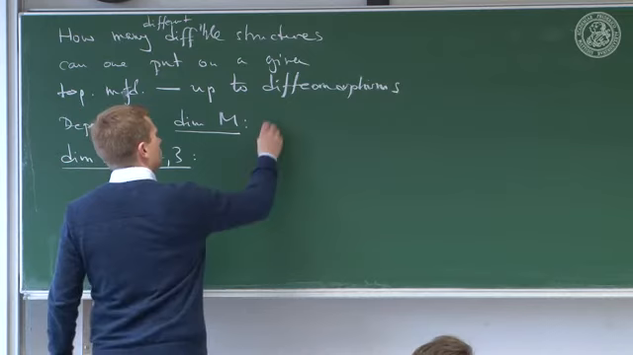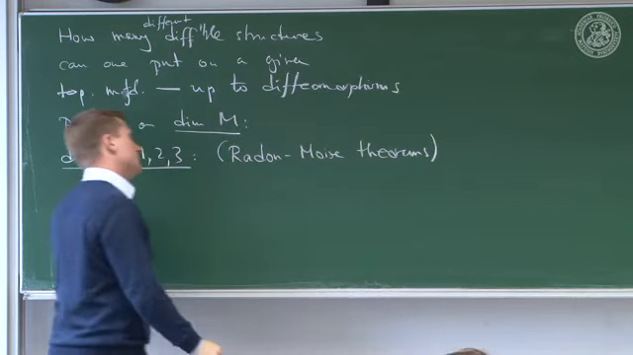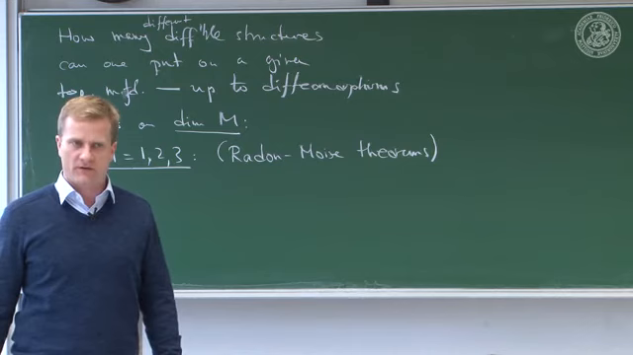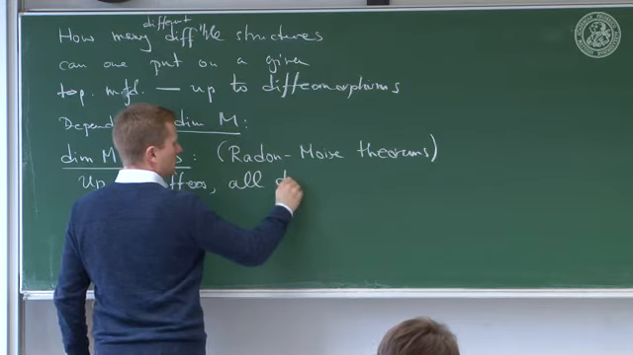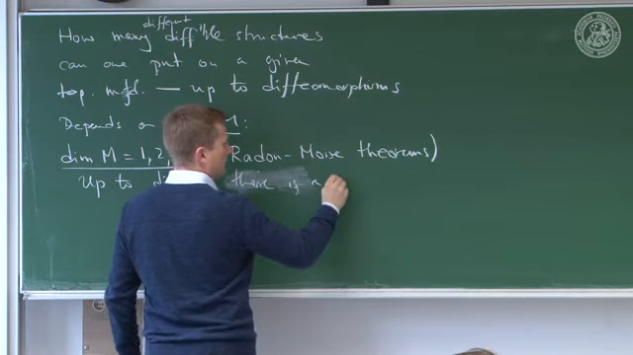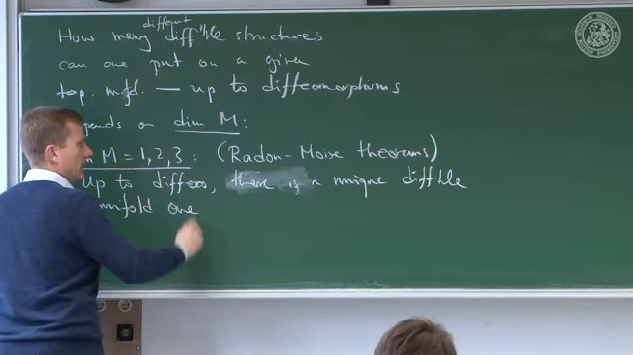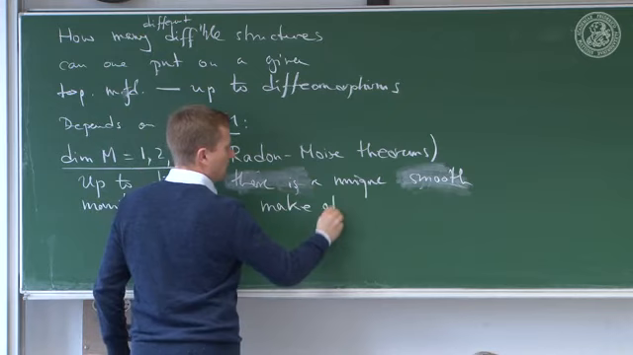This is the Radon-Moise theorems. They say that there is essentially only one differentiable structure. Well, there are several differentiable structures, but all these manifolds are diffeomorphic. Okay? Up to diffeos, there is a unique differentiable manifold. And I should say a unique smooth manifold one can make of a given topological manifold.